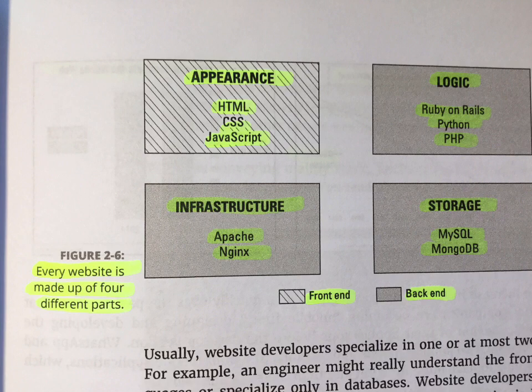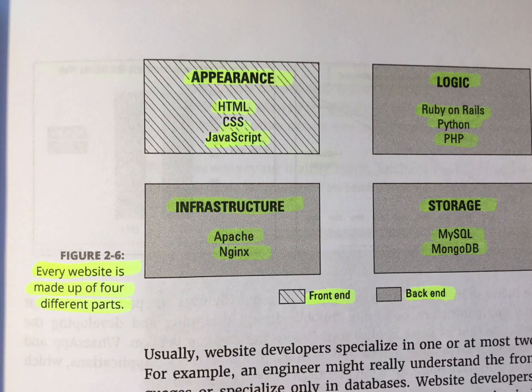Appearance. Appearance is the visible part of the website, including content layout and any applied styling, such as font size, font typeface, and image size. This category is called the front end and is created using languages like HTML, CSS, and JavaScript.